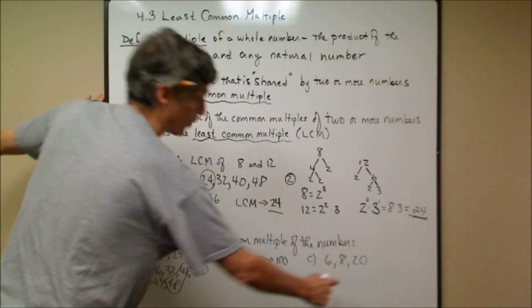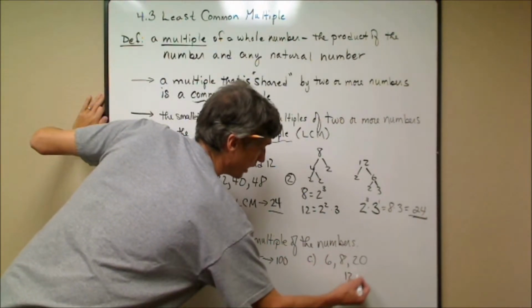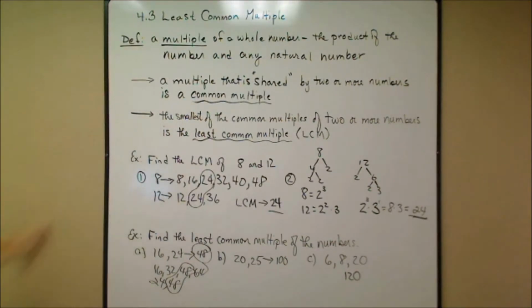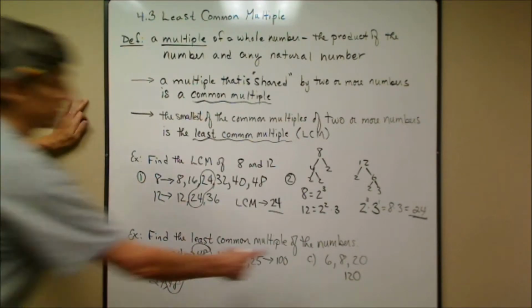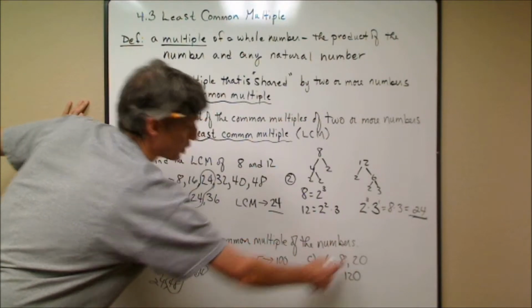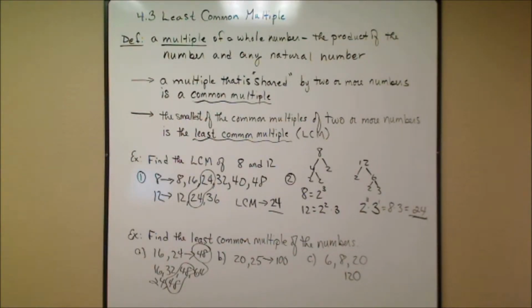But here's the one. 20 times 6 is 120. 120 is a multiple of 6, 120 is a multiple of 8, and 120 is a multiple of 20. 6 times 20, 8 times 15, and 20 times 6. And that would be my least common multiple.